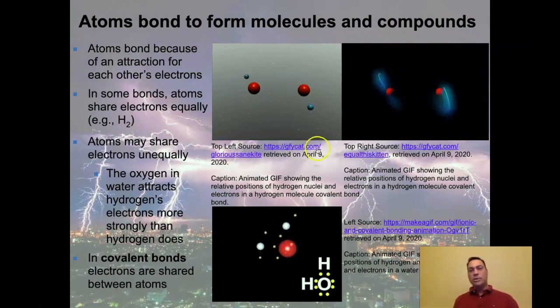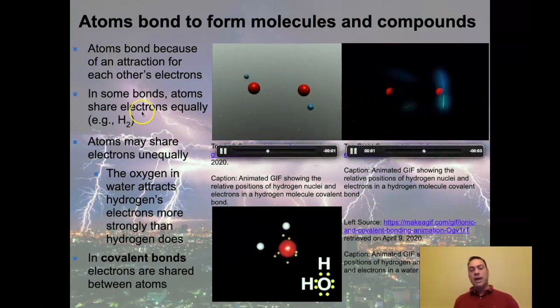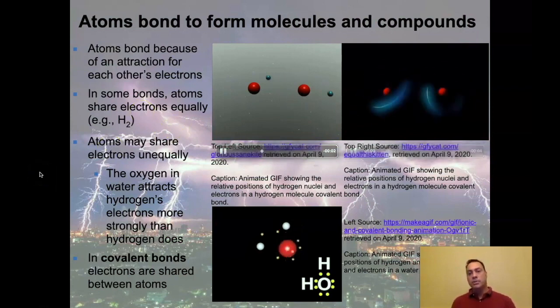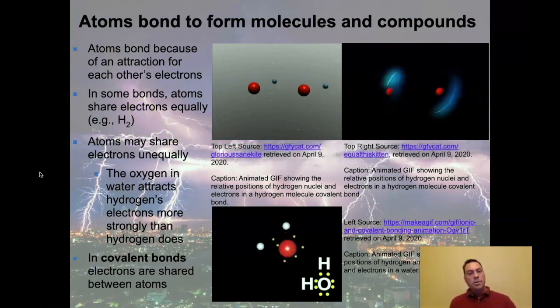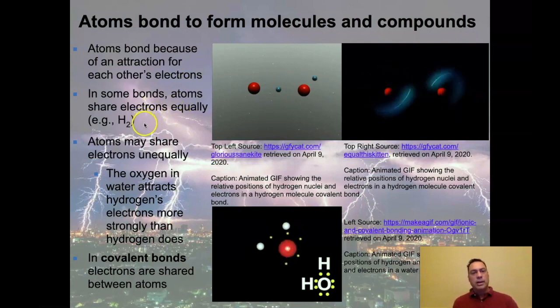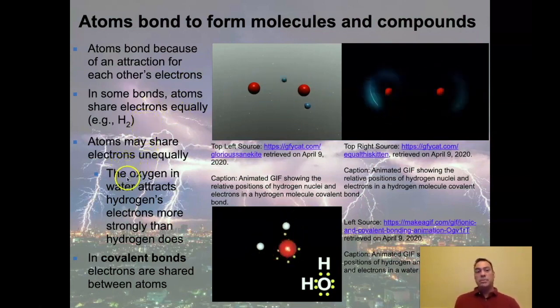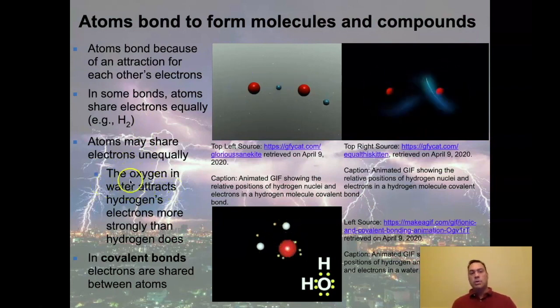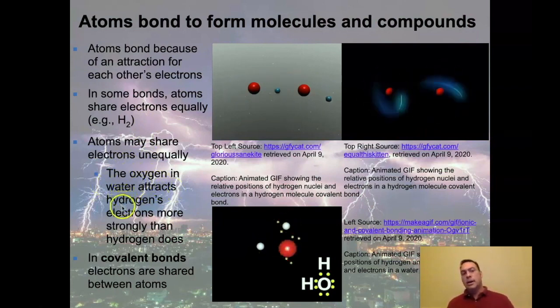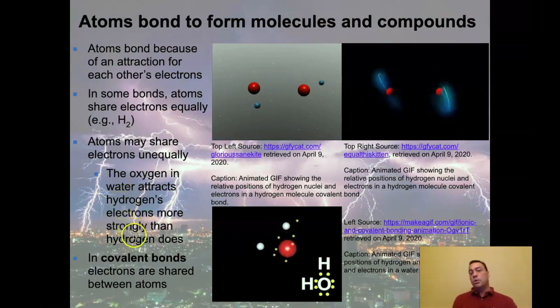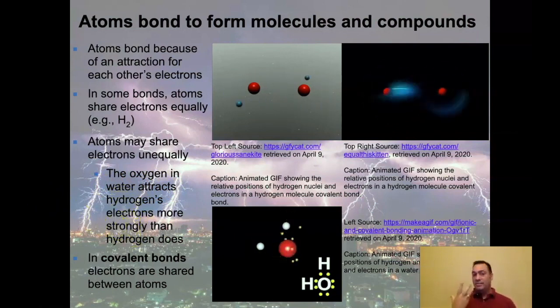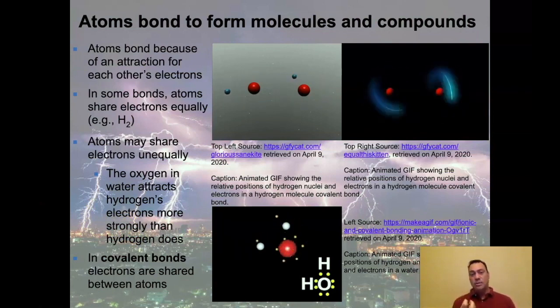And in fact, this way understates it. This is happening extremely fast in terms of what's going on. So this is if they're sharing it equally. Now, some atoms, they don't share them equally. For example, in the case of water, oxygen attracts the hydrogen electrons much more strongly than hydrogen can. Now, hydrogen is just this little tiny atom. It's 1 proton. Oxygen has got 8 protons. While it already has 8 electrons of its own, it can still attract 2 more easily.